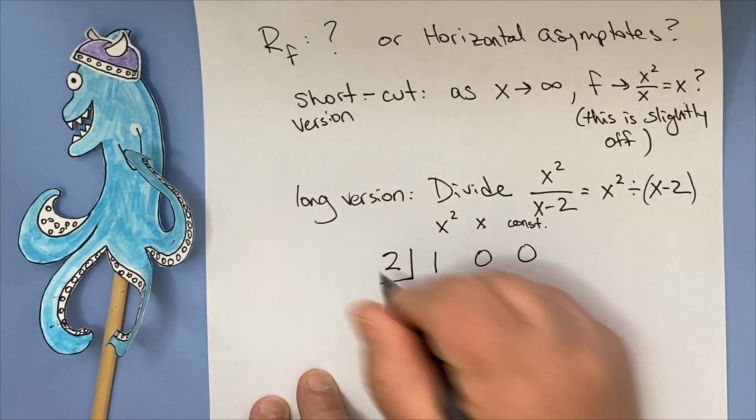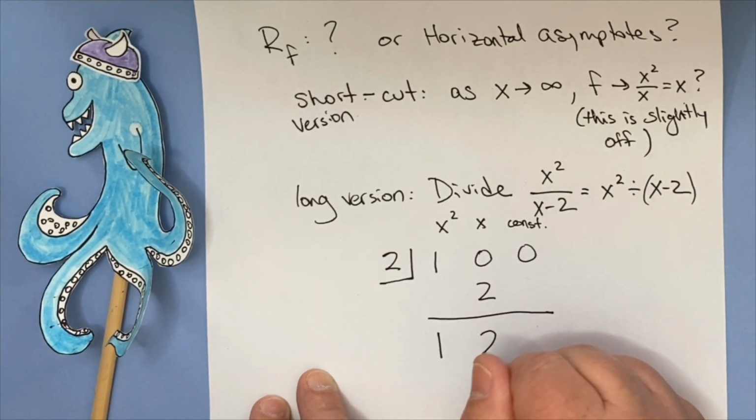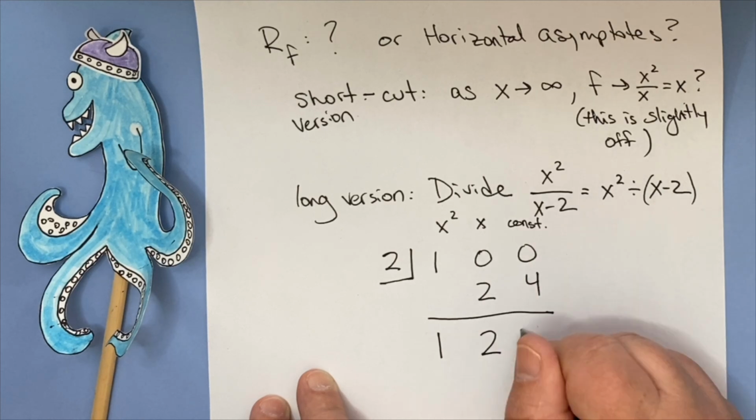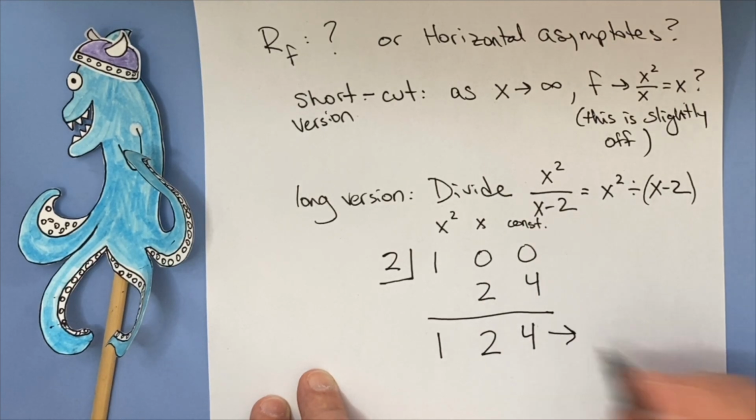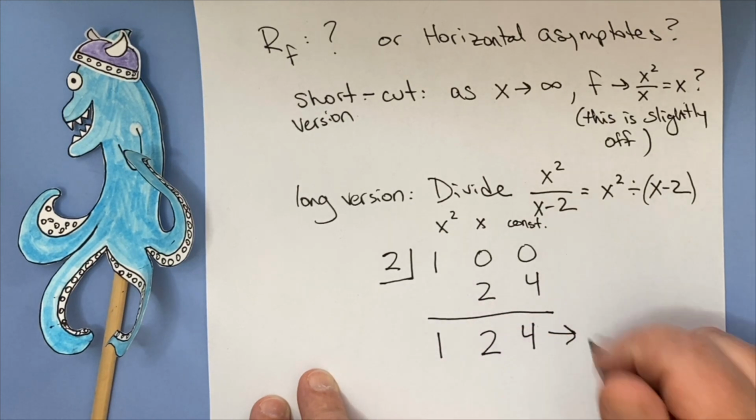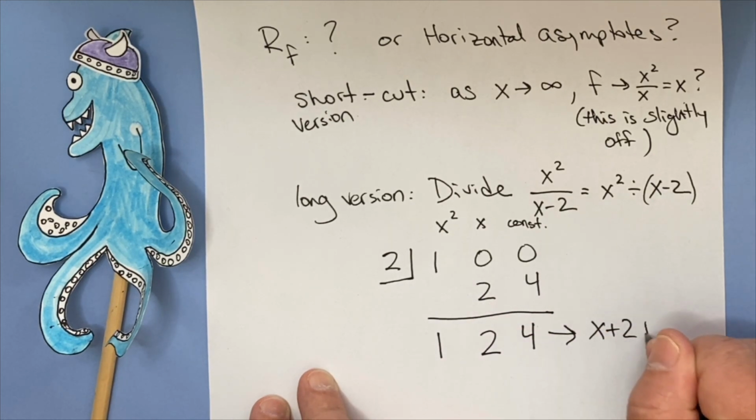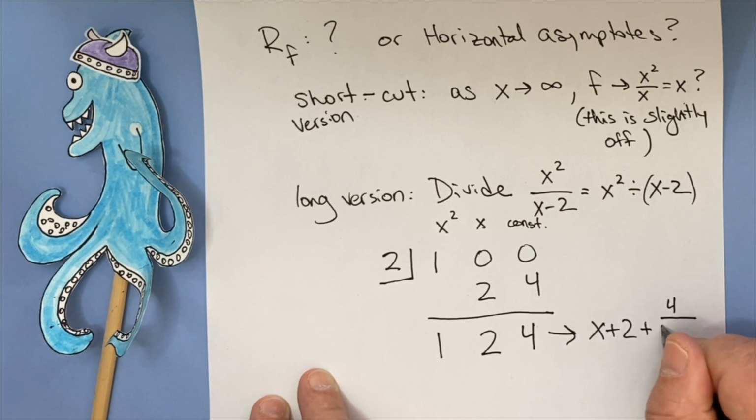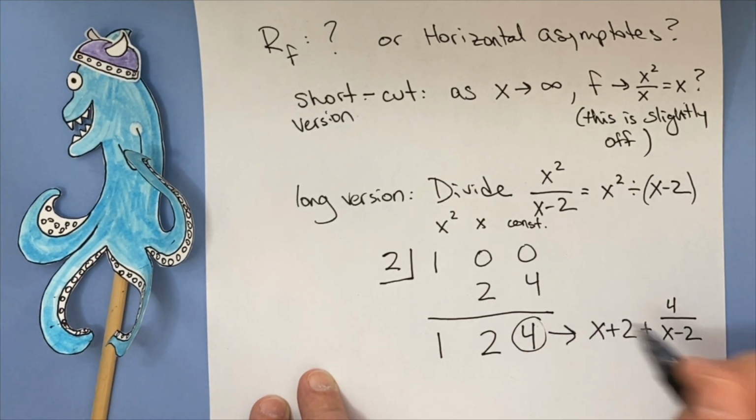1 comes down, 1 times 2 is 2, 0 plus 2 is 2, 2 times 2 is 4, bring down the 4. And the result of this, remember, you reduce by 1 degree, so I've got x plus 2 plus 4, which still has to be divided, right? Because that's the remainder right there.